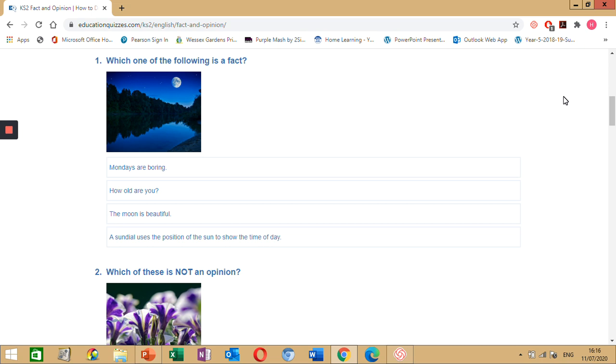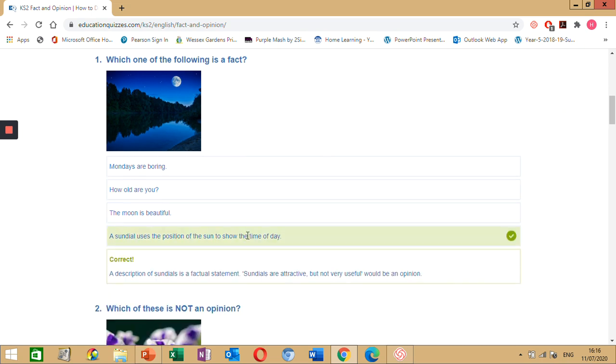Mondays are boring. How old are you? The moon is beautiful. And a sundial uses the position of the sun to show the time of day. So you can pause the section and write down your answer. Excellent. So the correct answer was a sundial uses the position of the sun to show the time of day. So a description of sundials is a factual statement.